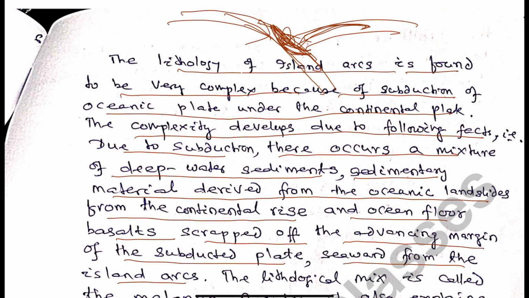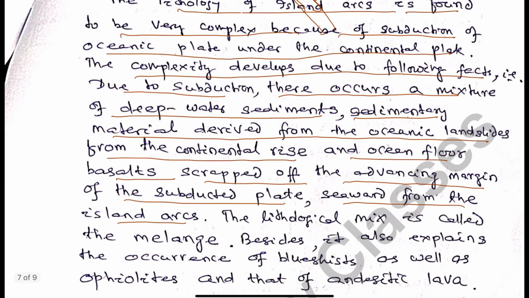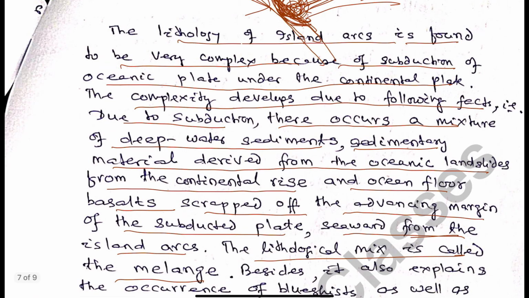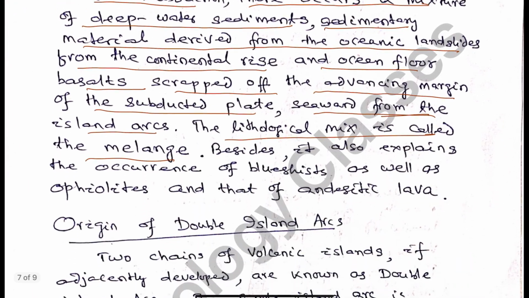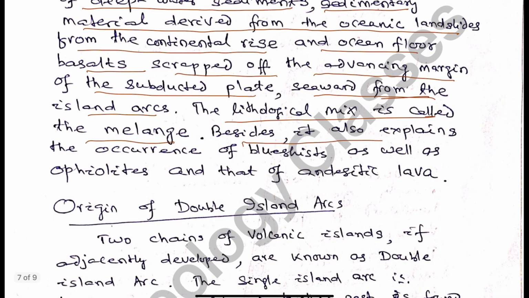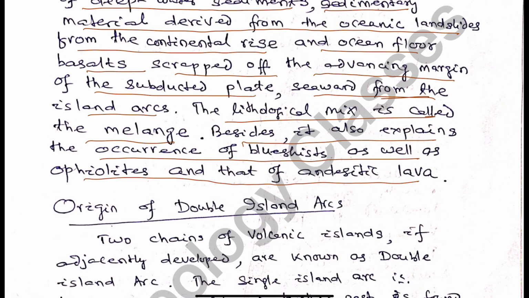So parts of this oceanic plate may be scraped off. Sediments are accumulating at this place. So all these are found to be mixed up to form a complex mixture which is called melange. The lithological mix is called the melange. Here we find the formation of ophiolites. Besides, it also explains the occurrence of blue schists as well as the ophiolites and that of andesitic lava.